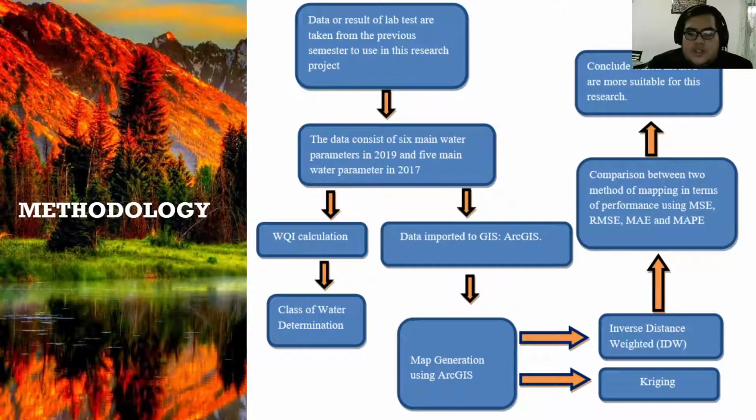Then after finishing all the generated maps, we continue with the next step, which is a comparison between the two mapping methods in terms of performance using mean square error, root mean square error, mean absolute error, and mean absolute percent error, where every method has its own formula or equation that needs to be followed to make sure the calculations are correct. Next, after that, the conclusion can be made on which method is most suitable for this research.